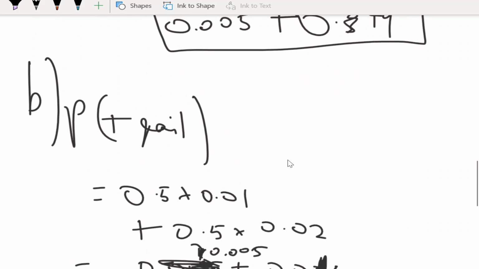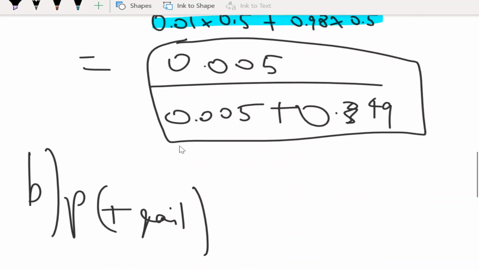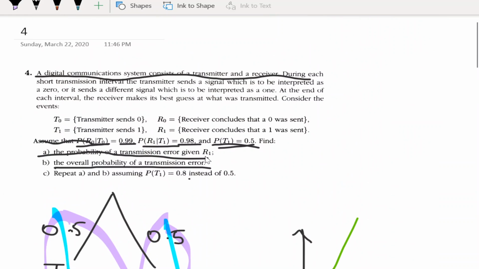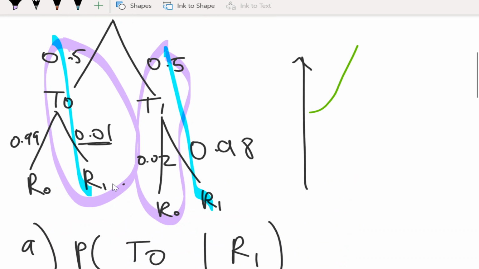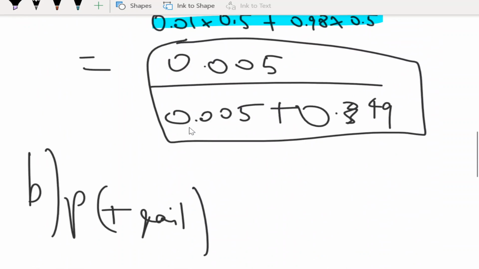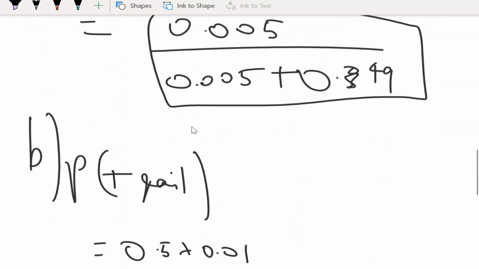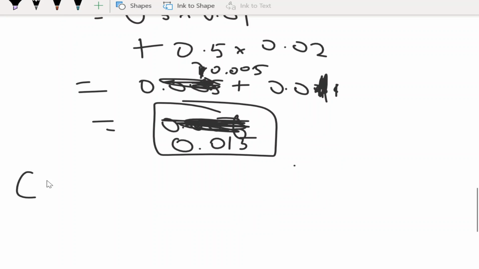But I don't remember if I actually explained it. Basically, we're taking the chance that R1 failed given T0 times probably T0, and R1, and T1 and R0, and then adding those probabilities up. Those are the two situations where transmission failures can happen, and we're adding up those two probabilities.